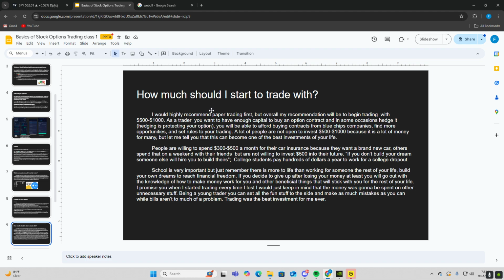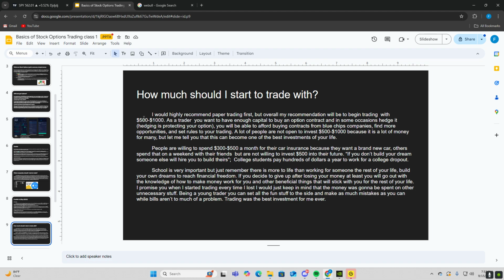Obviously, if you don't have 500 or 1,000, or if you're scared to lose this much, I recommend paper trading first. But overall, my recommendation is $500 to $1,000. I don't want to change my opinion. Obviously, you could trade with $100 and try taking it to 1,000, but bro, you already need a skill set for that. If you're trying to build the skill set, I recommend paper trading first, and then start off with 500 to 1,000. And if you're profitable paper trading, then you'll for sure be profitable trading with 500 to 1,000.